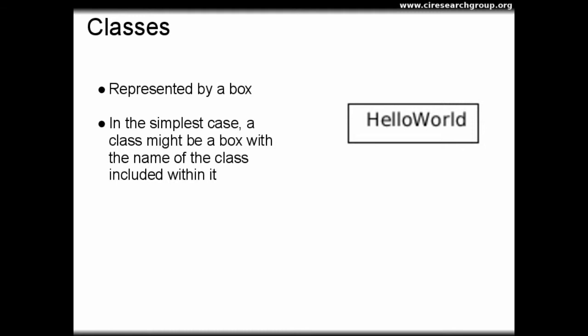The basic entity in a UML class diagram is a class. Classes are represented in the simplest case by boxes containing the class name. Here we have a sample class named Hello World, represented by a rather underwhelming box.